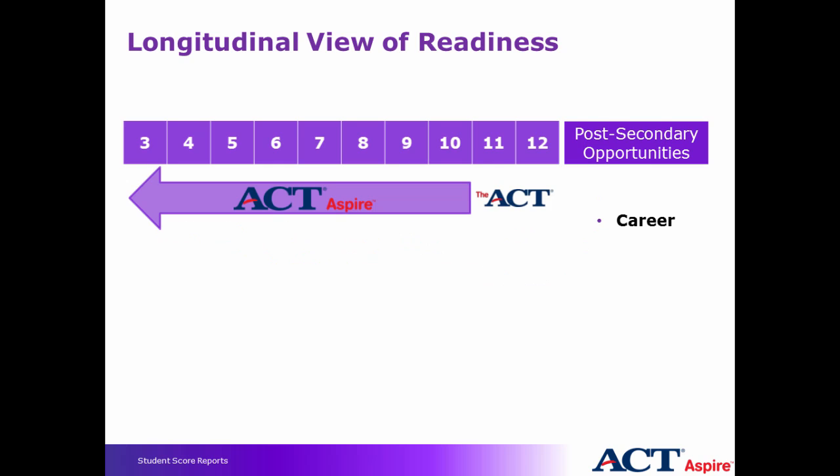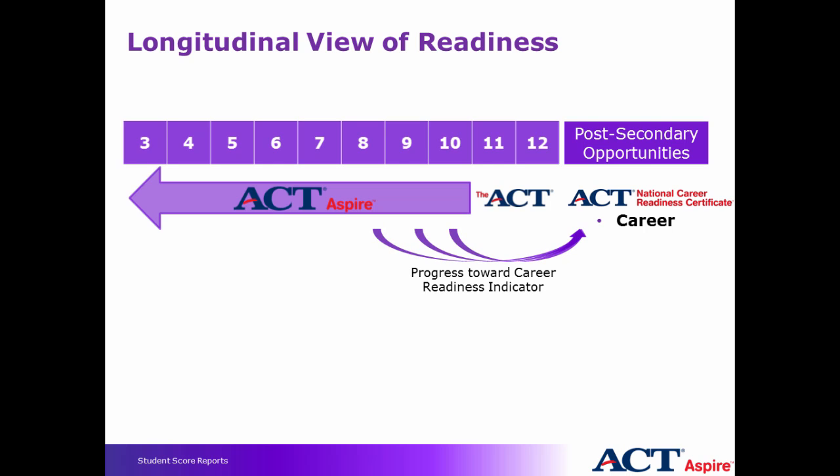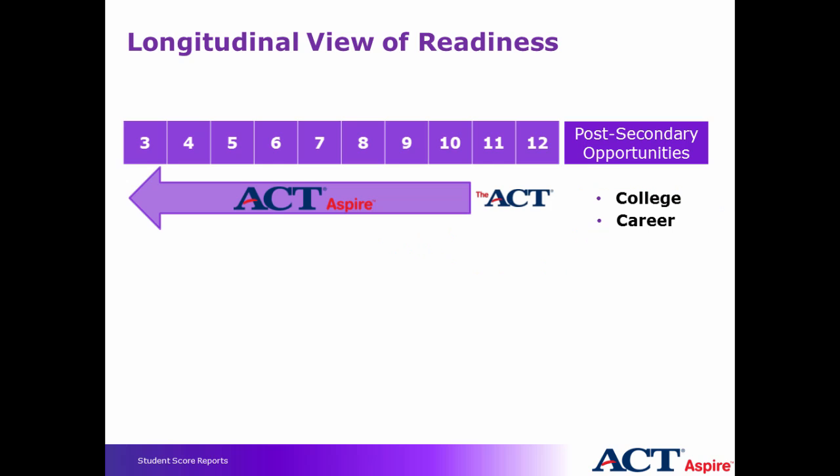In addition to measuring academic college readiness, ACT Aspire also provides information on career readiness linked to the ACT National Career Readiness Certificate. ACT Aspire scores in grades 8, 9, and 10 include a Progress Toward Career Readiness indicator, which shows if students are on track to developing the knowledge and skills necessary to succeed in the workforce. Between the ACT readiness benchmarks in early grades and the enriched indicators in later grades, ACT Aspire provides a rich and aligned picture of your growth toward college and career readiness.